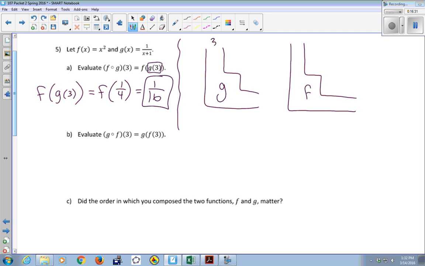Okay, and I'm going to drop a 3 into the G machine. So you'd put a 3 into the G machine, you turn the crank, right? And G takes whatever you put in and it does 1 over that thing plus 1. So out from the G machine comes 1/4. You take your output from the G machine, pick it up, move it over into the F machine, and then turn the crank on F, right? And F squares stuff. F is the squaring machine. So you take that 1/4, goes through F, and it comes out a 1/16.